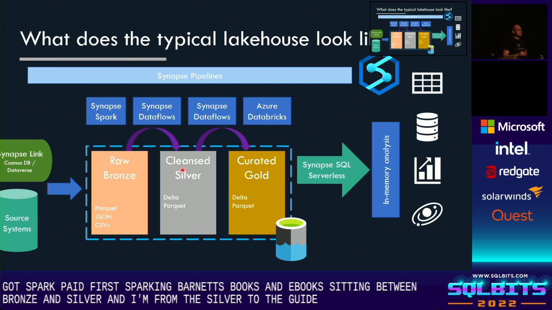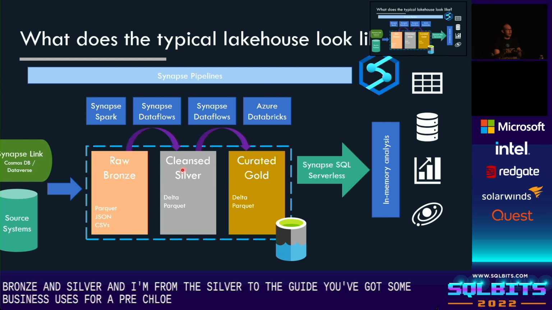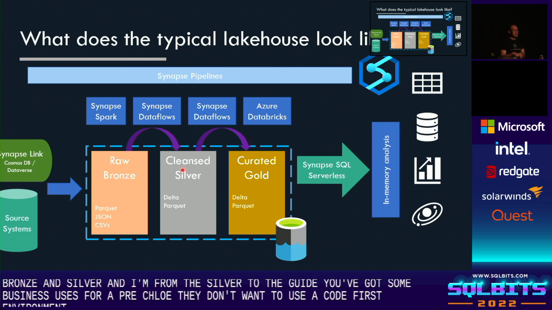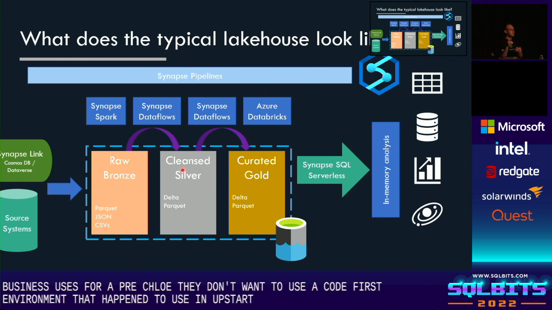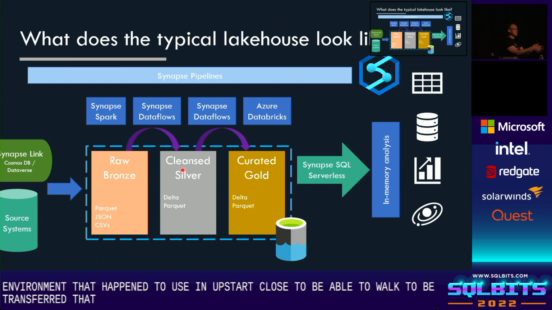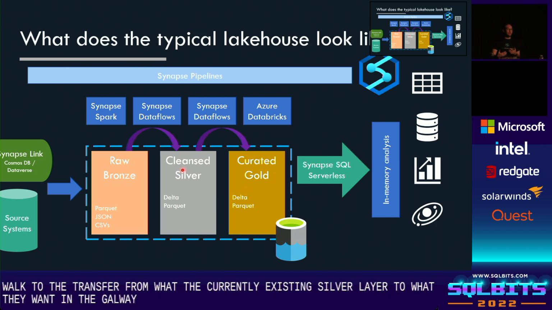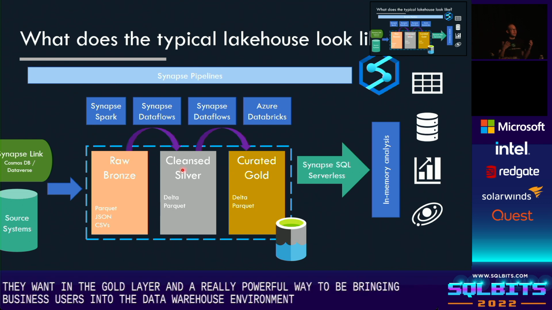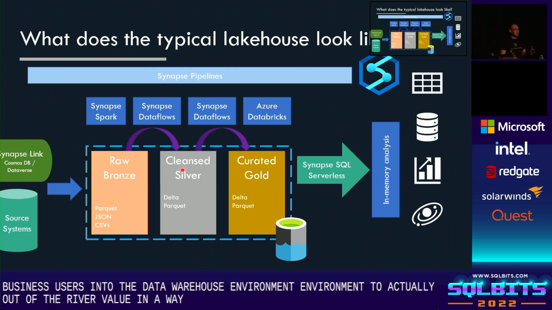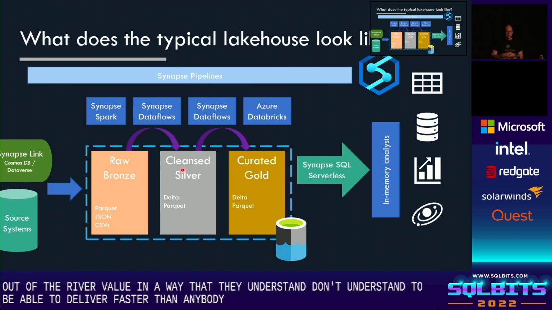You've got some business users who are pretty cluey. They don't want to use a code-first environment, but they're happy to use Synapse data flows to be able to orchestrate, to be able to transform that data from what it currently exists in the silver layer to what they want in the gold layer. And that's a really powerful way to be bringing business users into the data warehouse environment, the Lakehouse environment, to actually be able to deliver value in a way that they understand the data. They understand the data, so they're going to be able to deliver that value often a lot faster than anybody else will be able to.